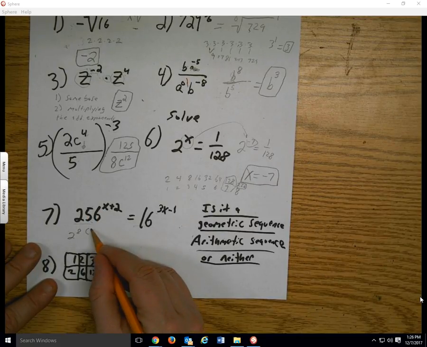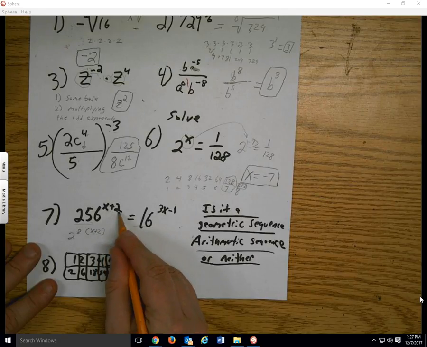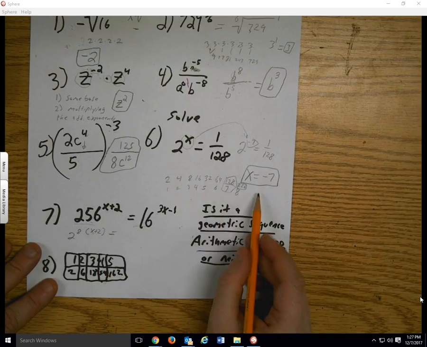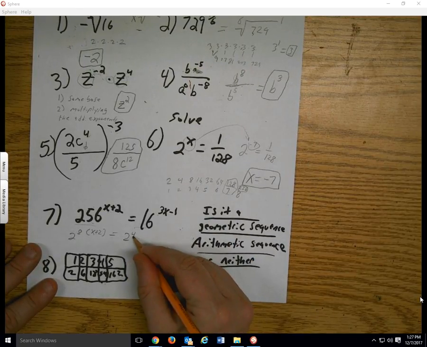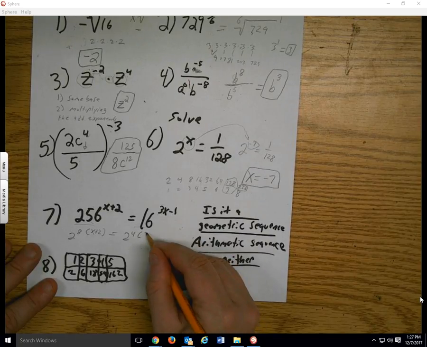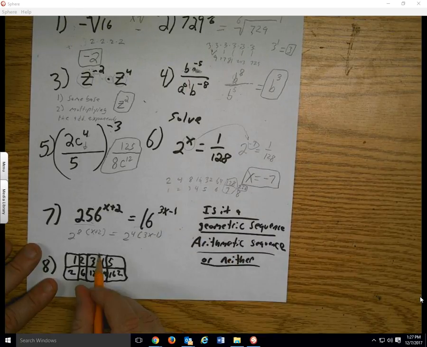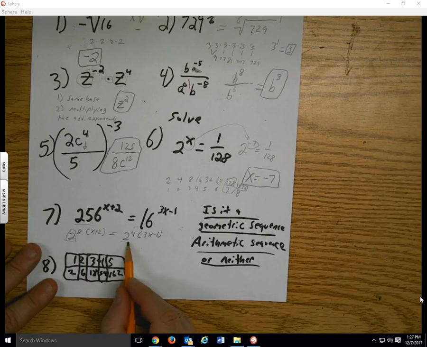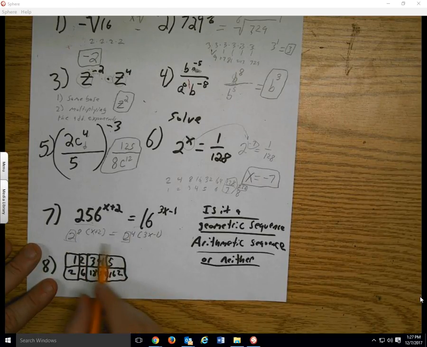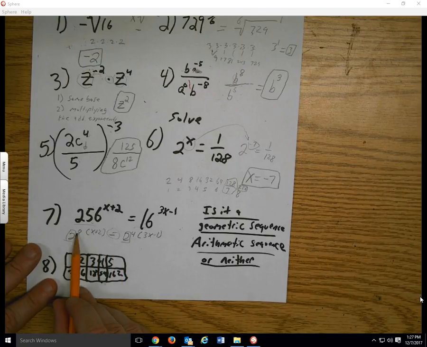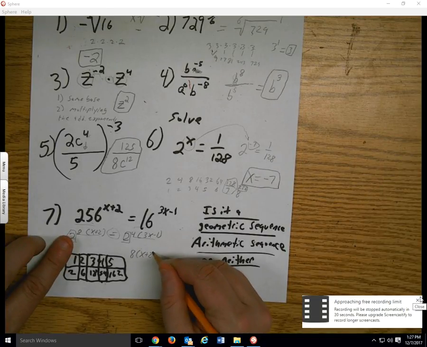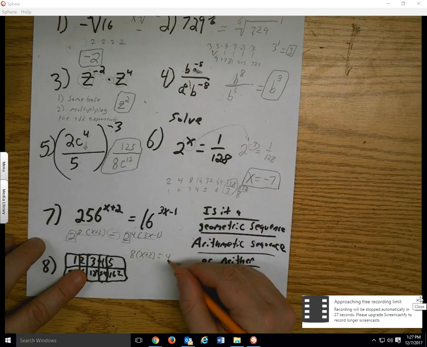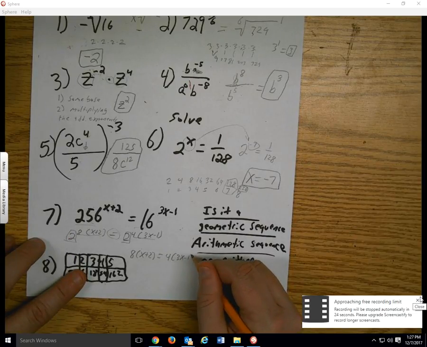I'll just bring this down to x plus 2 up here. And 16 is really just 2 to the 4th power. So I'm going to write 2 to the 4th power up here and just bring the rest down. Okay, now we have the same base number. If you have the same base number and they're equal to each other, that means the exponents also have to be equal. That means 8 times the quantity of x plus 2 equals 4 times the quantity of 3x minus 1.